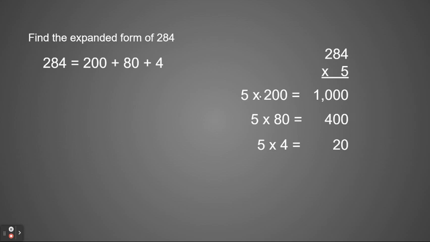So in this example, notice that I've written all the partial products lined up underneath my problem. I also have lined them all up starting in the ones place, because remember when we're adding multi-digit numbers, we always start in the ones place. So now I'm going to draw my addition sign and my equal sign right underneath my final product and add them all together. When I add them together, I get a total of 1,420. So the answer to 284 times 5 is 1,420.